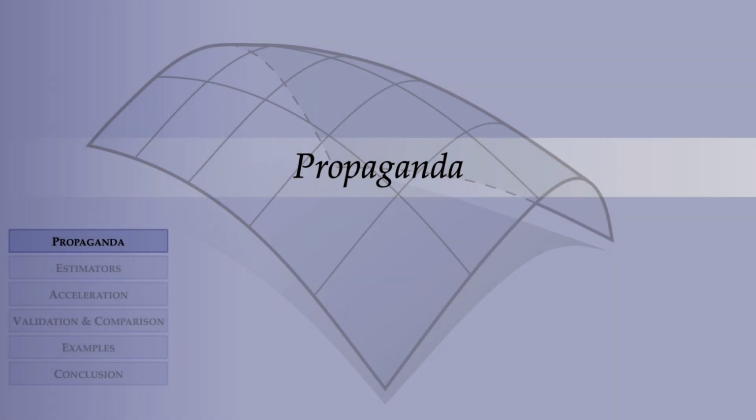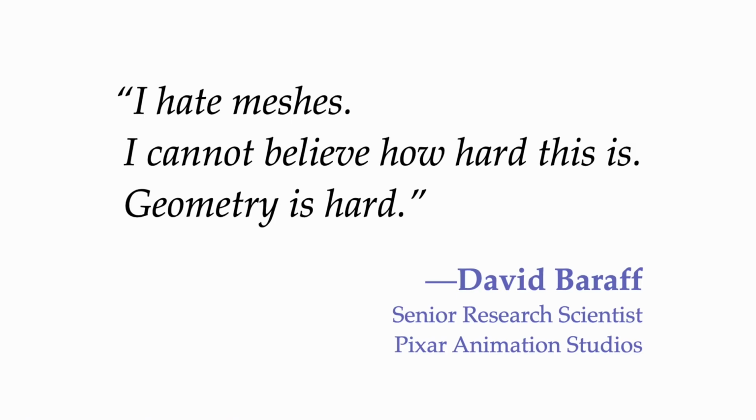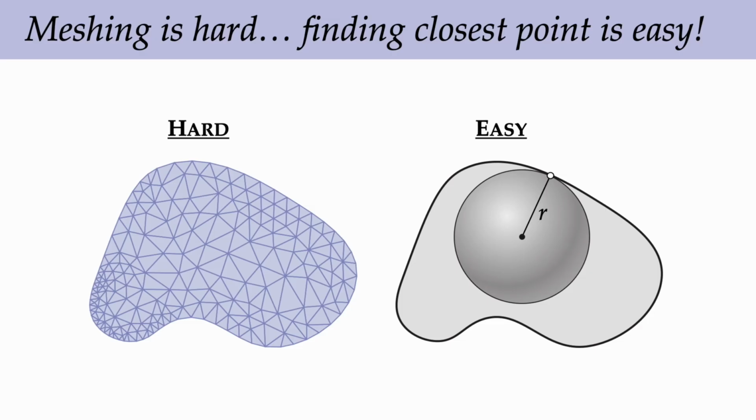But before getting too excited about this strange and different approach, I might want to ask, well, why? Why would we want to do it this way rather than just build a mesh like we always do? And I hope you'll excuse me for a moment if I indulge in some propaganda about Monte Carlo methods and why I think they're interesting. And the basic reason for seeking out alternative strategies is, well, geometry is hard. Even really smart people at Pixar are saying they hate meshes. They cannot believe how hard this is. And in contrast to meshing, finding the closest point on the boundary of a domain, like we need to do for walk-on spheres, is a relatively simple operation.